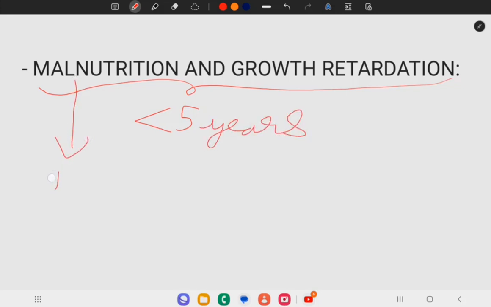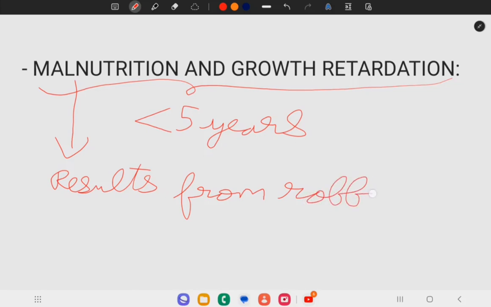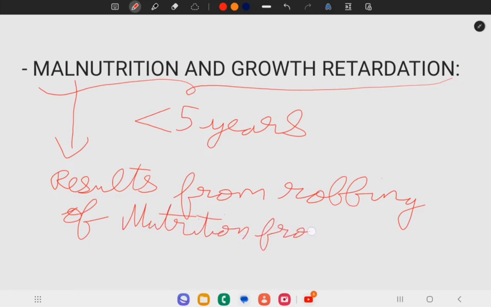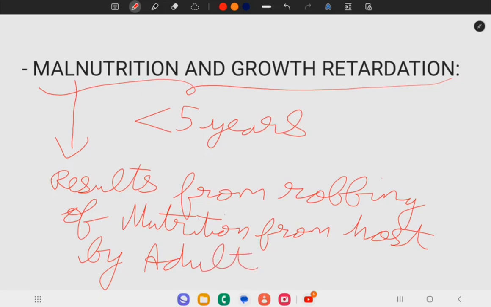Malnutrition results from robbing of nutrition from the host by adult worm. This results in malnutrition and growth retardation in children less than 5 years of age.